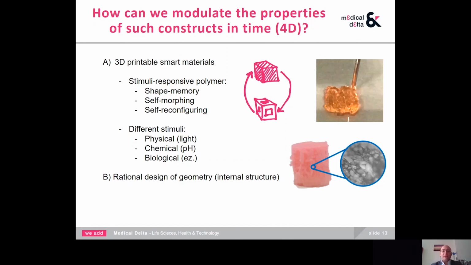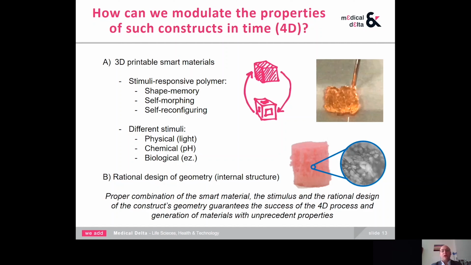Another important factor is the rational design of geometry of the scaffold and the internal structure. Proper combination of the smart material, the stimulus, and the rational design of the construct's geometry guarantees the success of the 4D process and generation of materials with impressive properties.